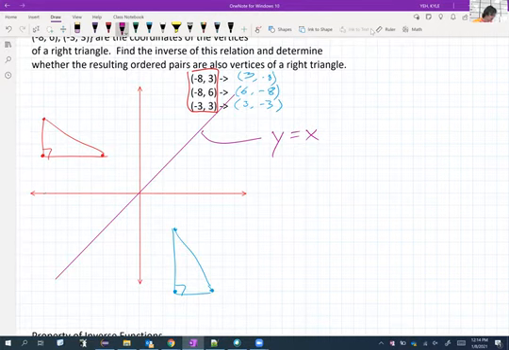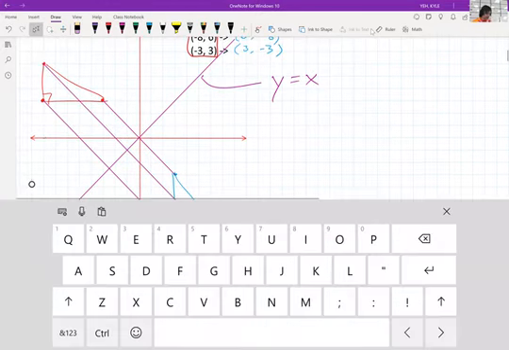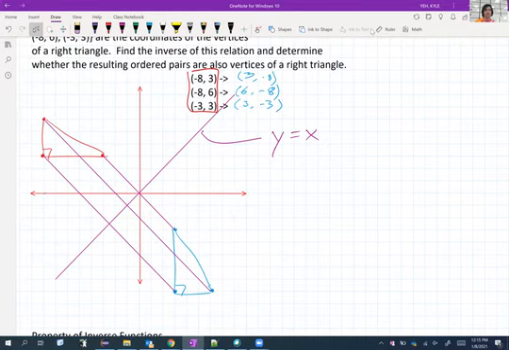What you'll notice is that to get the inverse, each point in red was just flipped straight across that identity function. Sorry, my keyboard keeps coming up. Each point was reflected over that line y equals x, and it becomes this new shape.